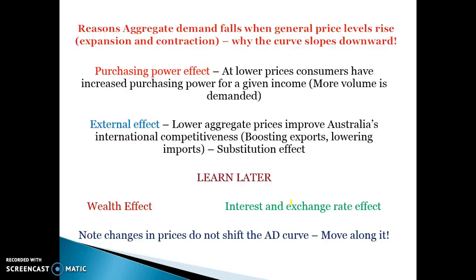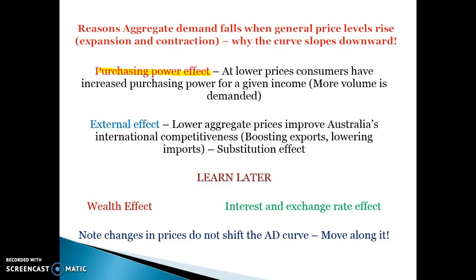So reasons why the aggregate demand curve slopes downwards. So why at higher prices there will be a lower aggregate demand. The first one is the purchasing power effect. Basically, to sum up, at higher prices, like the affordability effect, we can't buy as much if prices are higher. So at higher prices, consumers cannot afford as many Australian goods and services, and therefore real GDP will be lower.